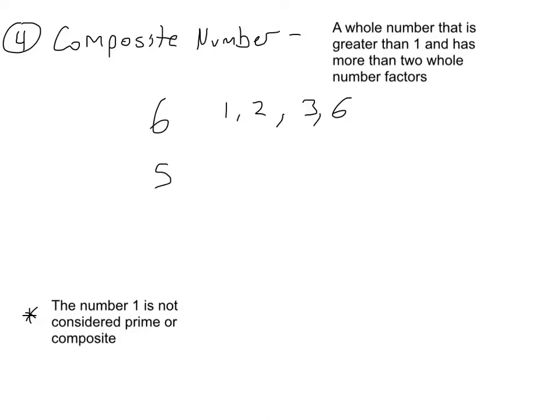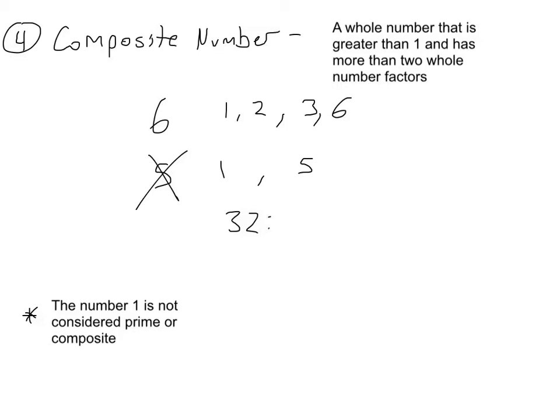What about 5 though? 5 is not composite, it's prime. Why? Because the only two whole numbers you can multiply together to get 5 are 1 and 5. You can't multiply anything else together to get 5. So 5 is not composite. I want you to take a second and find the factors of 32 for me and prove to me that it's composite. Play the video when you're done.